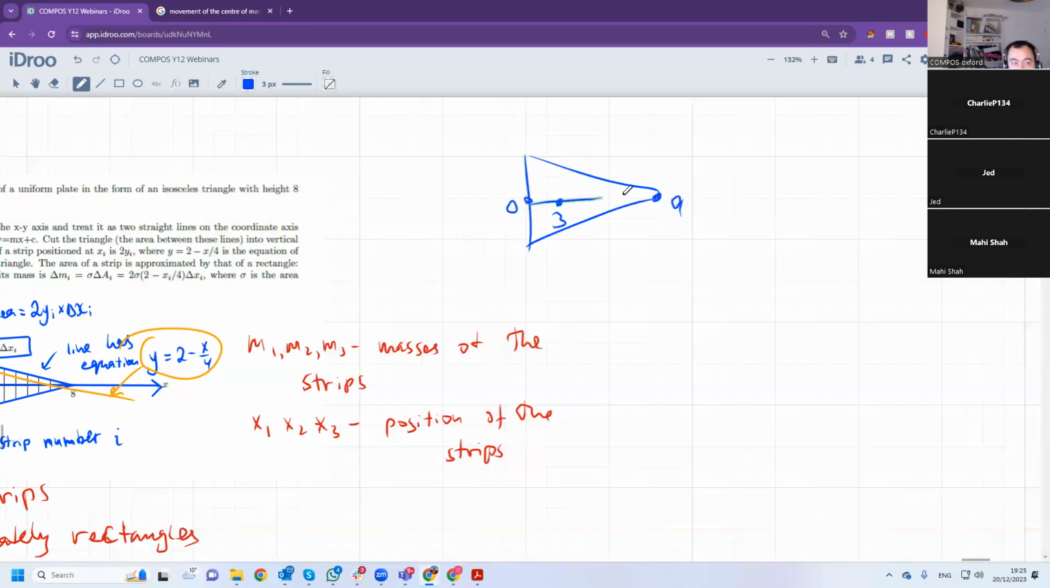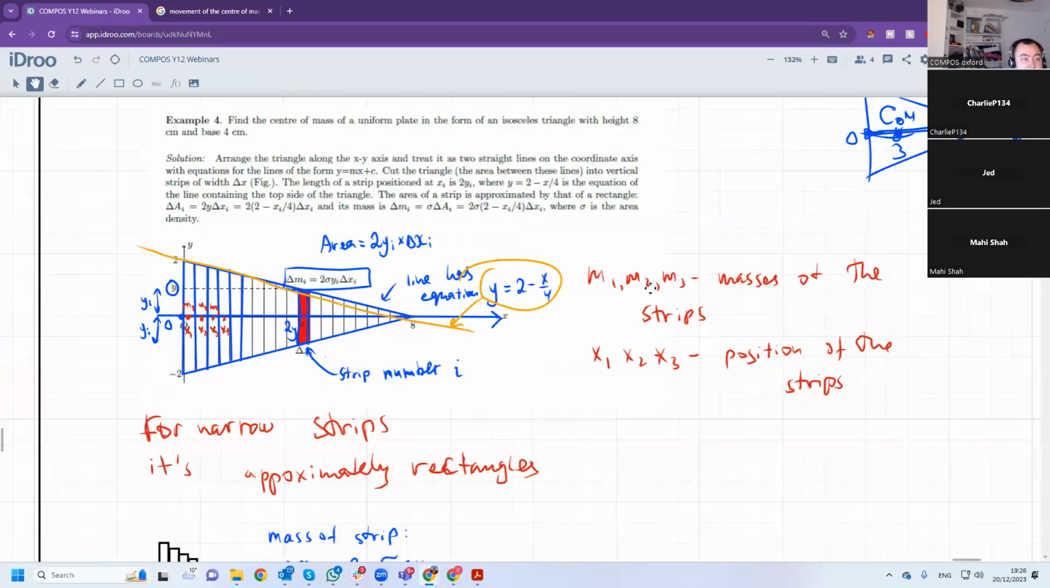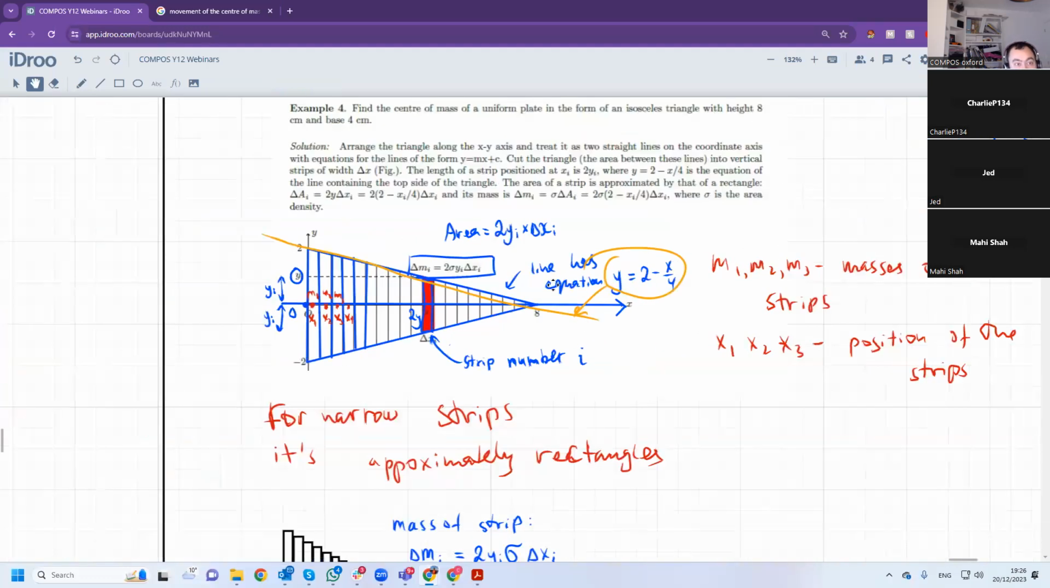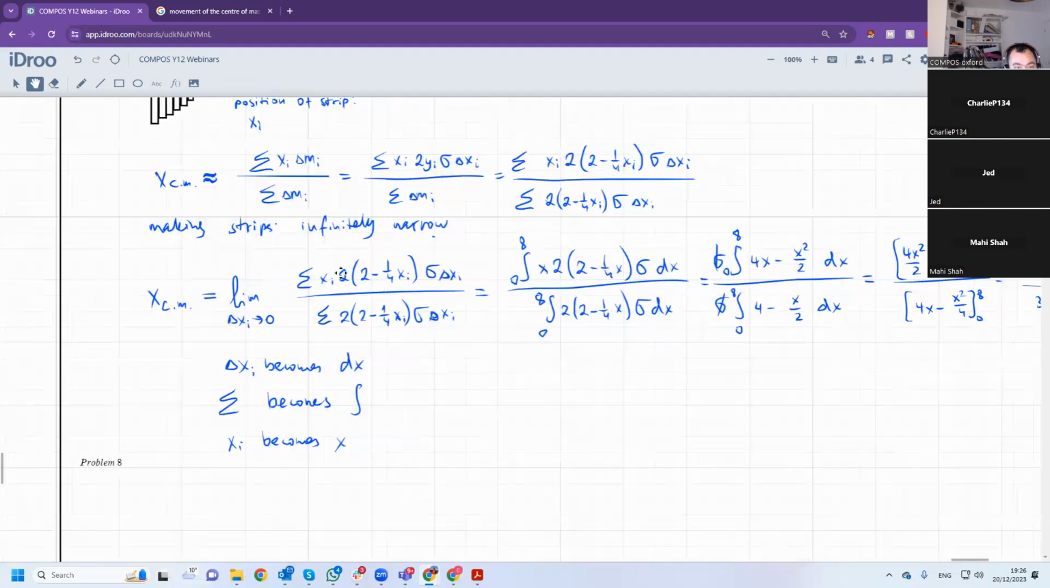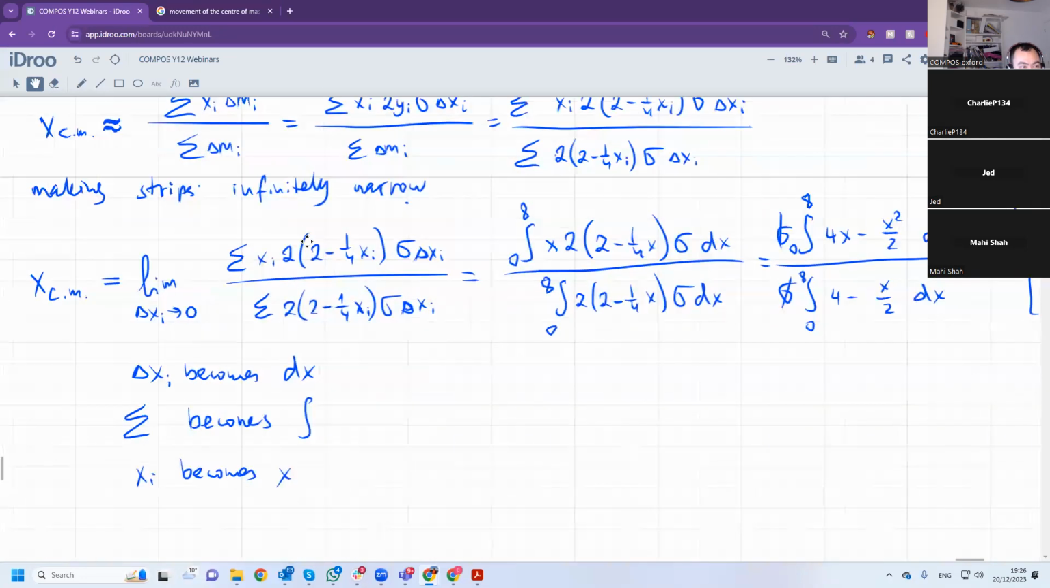If you draw the median line of the triangle from a vertex to the midpoint, 2/3 of the way down is the center of mass. We know this very well. It is the centroid, of course, for a triangle. But what we did is we had this complicated thing and we ended up with very simple integrals.